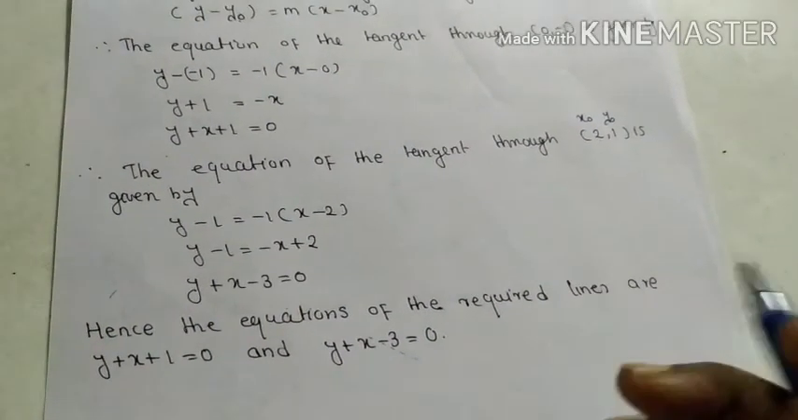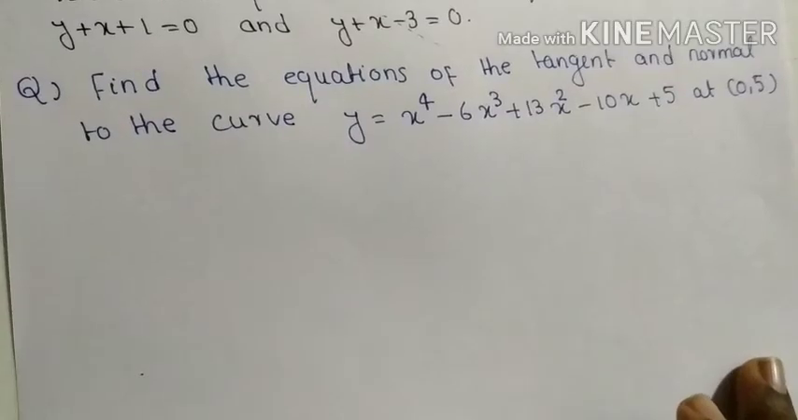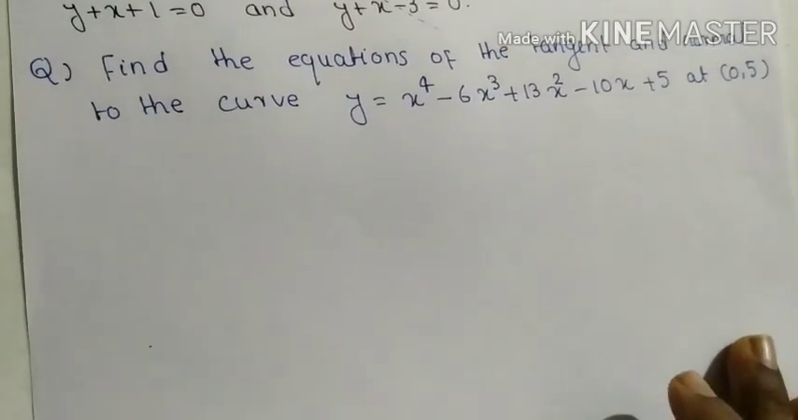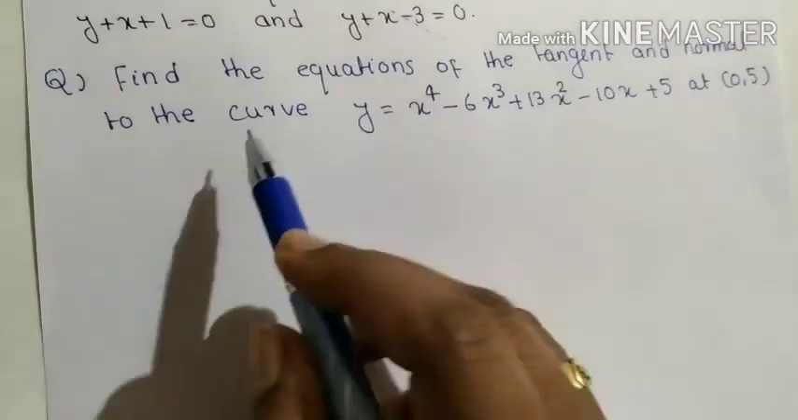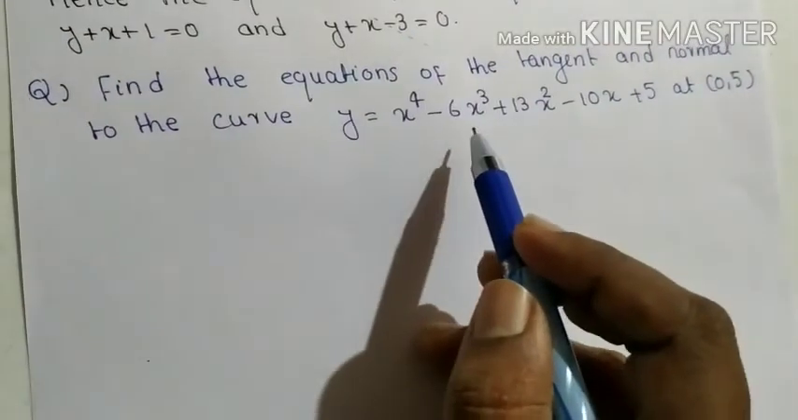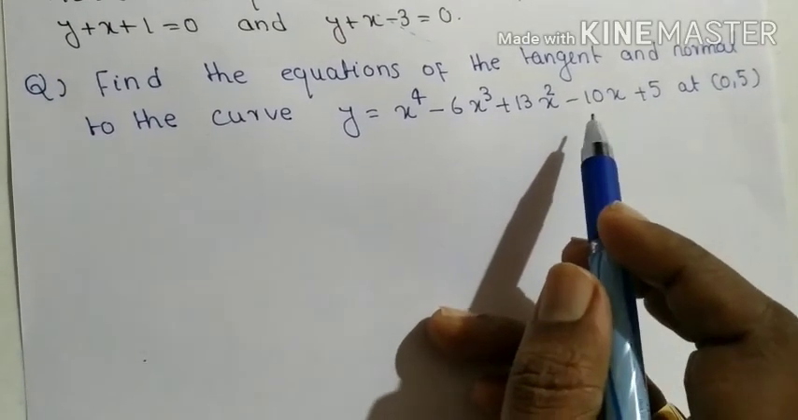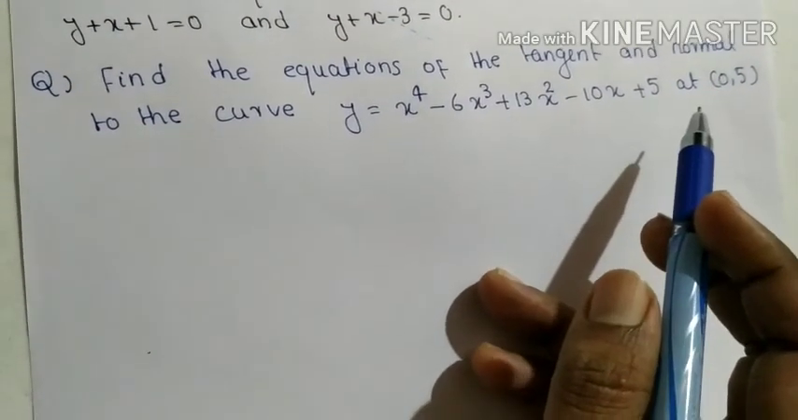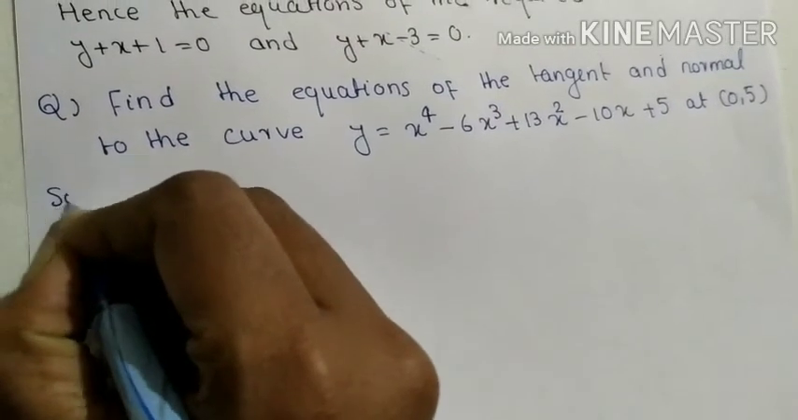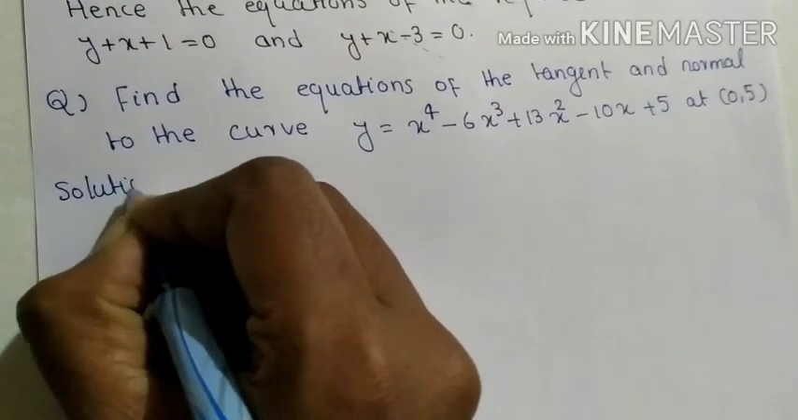Okay, I hope you understood. This is our last question. Find the equation of the tangent and normal to the curve y equal to x raised to 4 minus 6x cube plus 13x square minus 10x plus 5 at (0, 5). So, let's start the solution of this question.